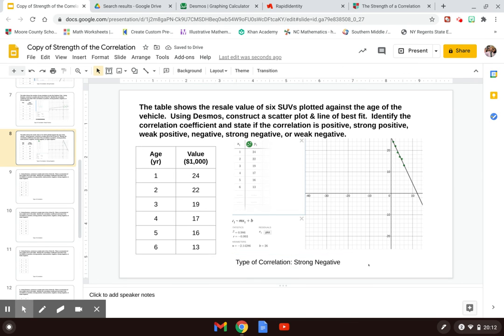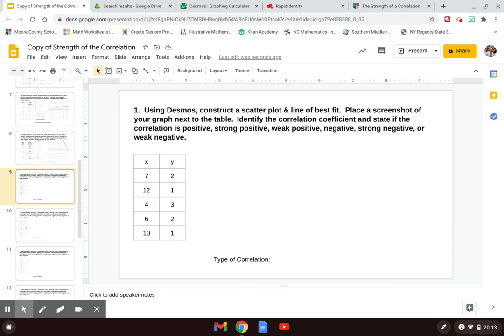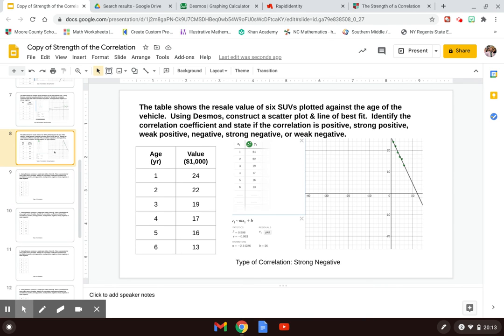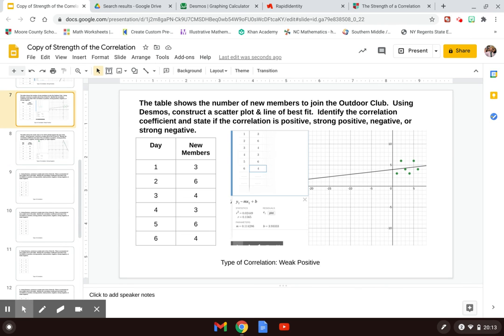All right, so this is what you're going to be doing for today. There's 8 more slides for you to do. And basically, you're going to do the same thing that I just did, is use Desmos and construct your scatter plot and your line of best fit. And then do the screenshot of the graph next to the table, and then state what type of a correlation it is down below. Okay, so what you submit to me should look like the 3 examples that I already did for you.